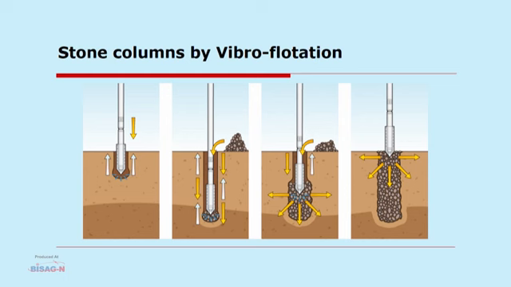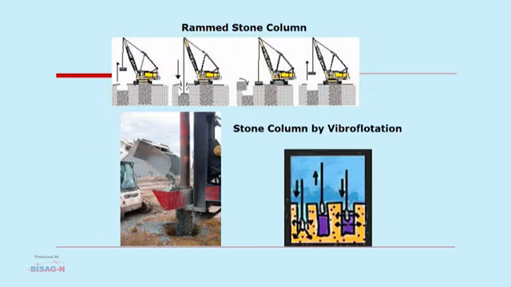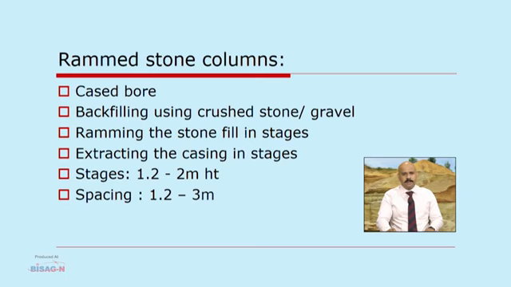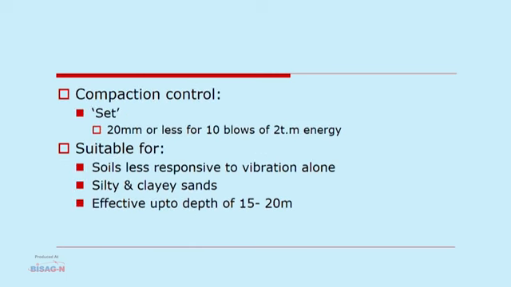Stone column by vibro flotation is displayed in front of your screen. The rammed stone column will be explained in the next slide. For the rammed stone column, the casing is bored, backfilled using crushed sand or big gravel, the stone fill is rammed in stages, and the casing is extracted in stages. Each stage is 1.2 to 2 meter in height, with spacing between 1.2 to 3 meter. Compaction control is a set of 220 mm or less for 10 blows of 2 ton per meter energy. It is suitable for soil less responsive to vibration alone, silty and clayey sand, effective up to a depth of 15 to 20 meter.